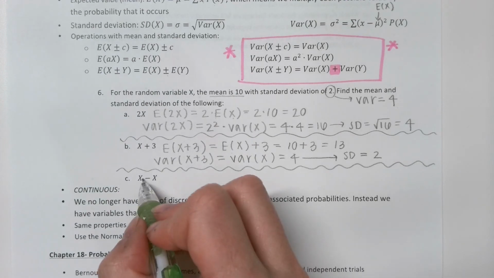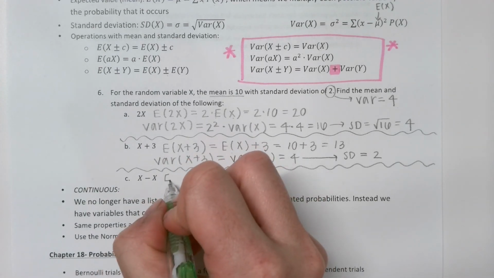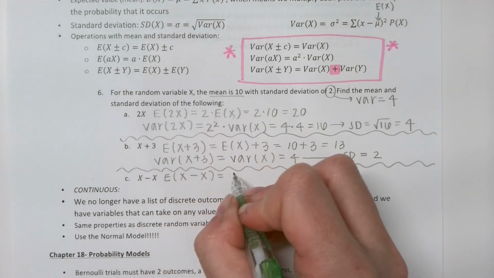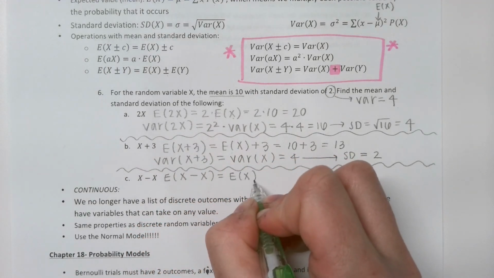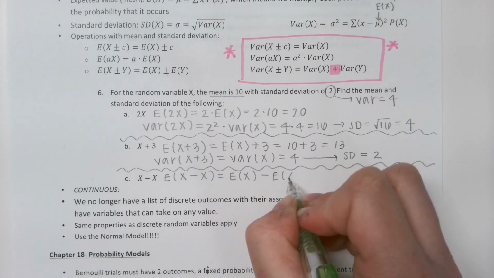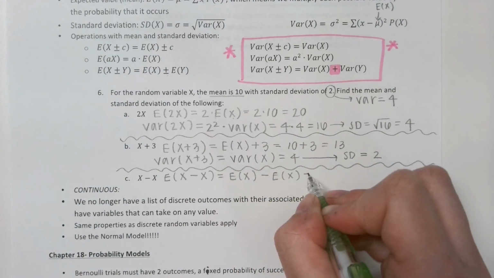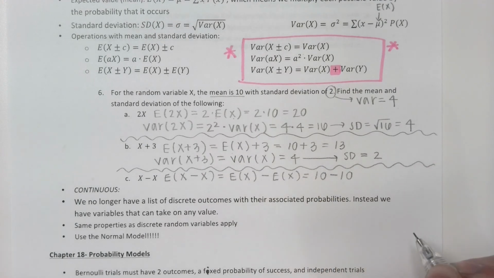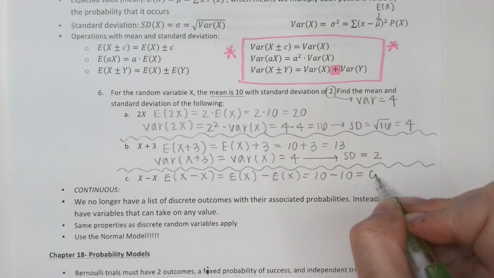Okay, and then this last one, I have x minus x, so I'm finding the expected value of x minus x. I'm going to split it up: expected value of x minus expected value of x. My old expected value is 10, so 10 minus 10 gives me 0.